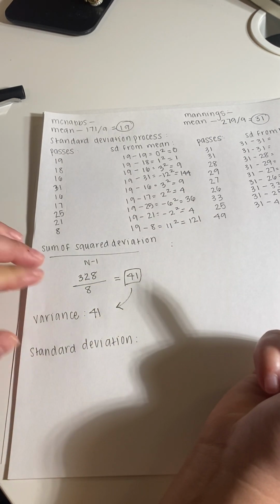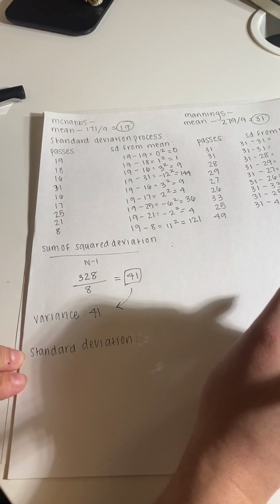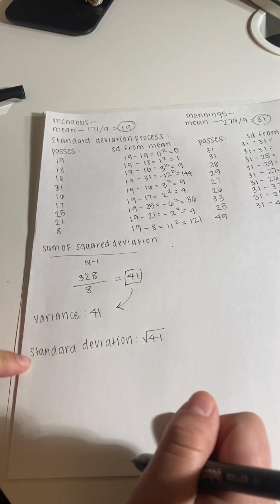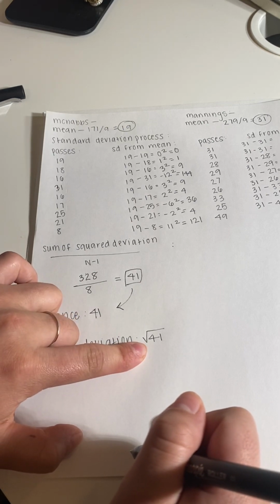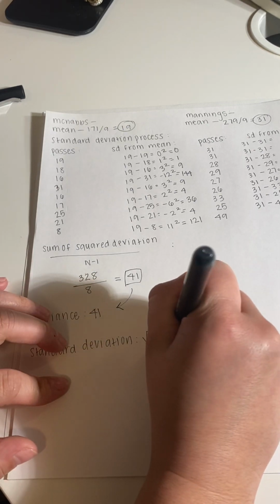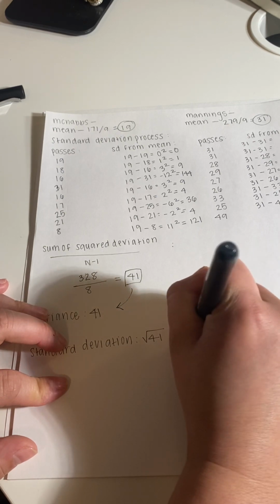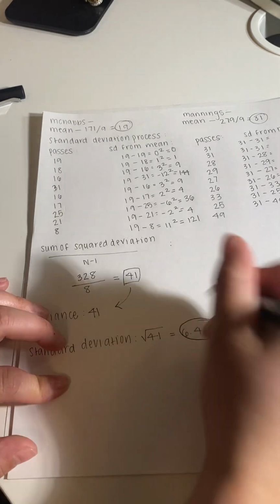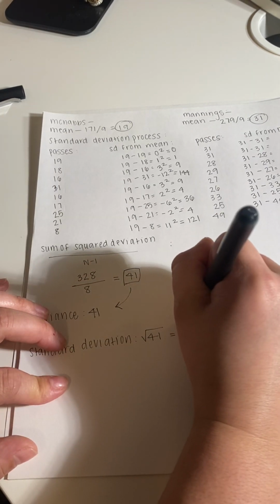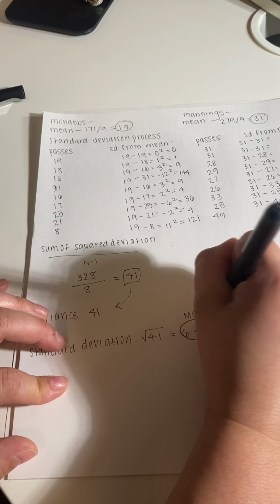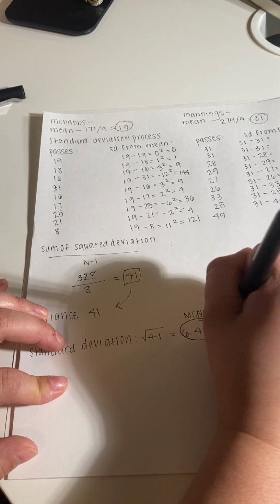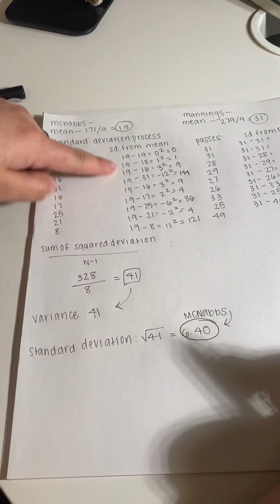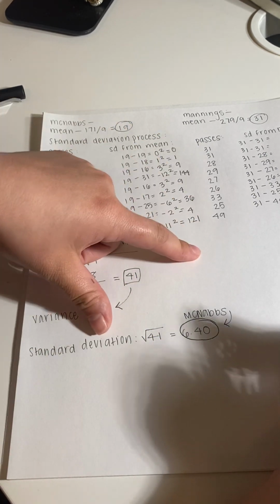And so once you get to this step, what you're gonna do to find the standard deviation is take the square root of the variance. So the standard deviation is going to be the square root of 41, which equals 6.4. And this is your answer for number 2 for McNabb's. So that's the value you need for the answer for number 2. So pretty much you're going to do the same process, but for Manning's.